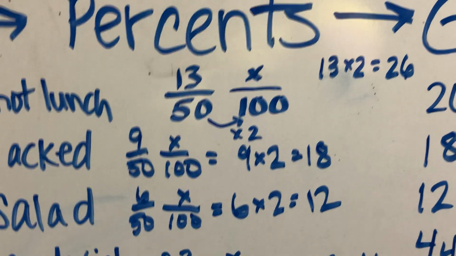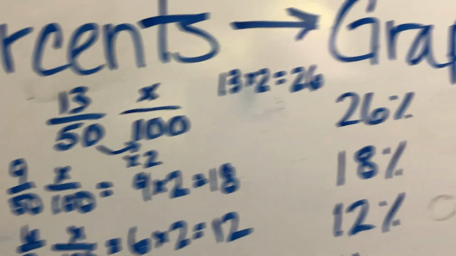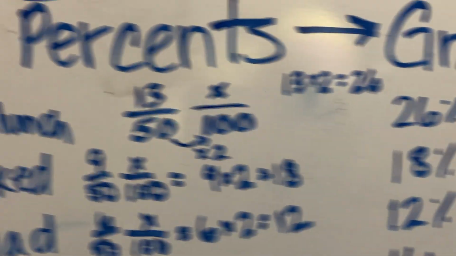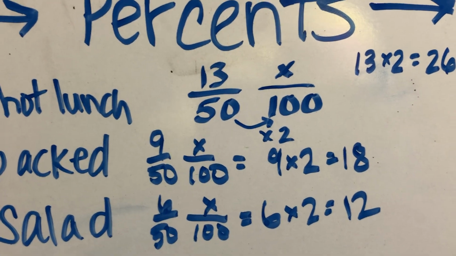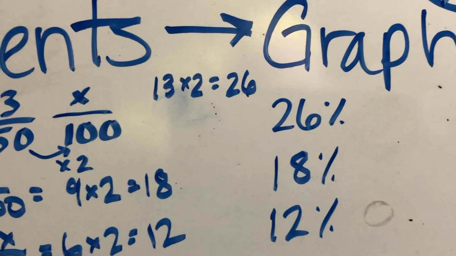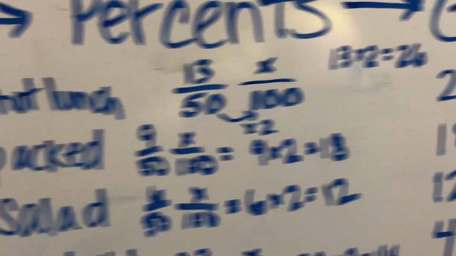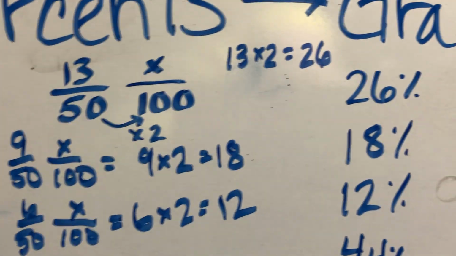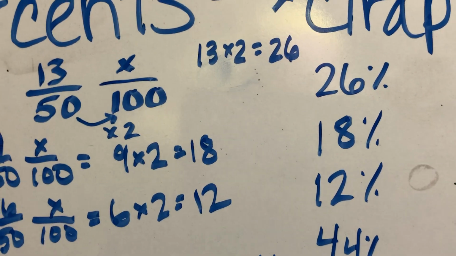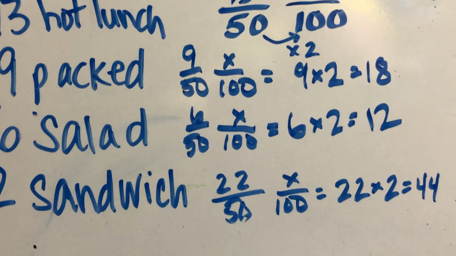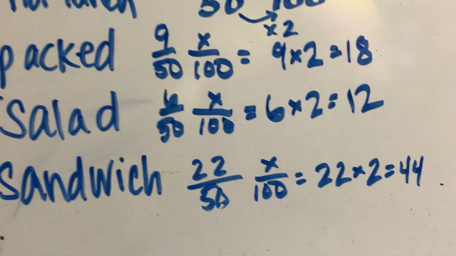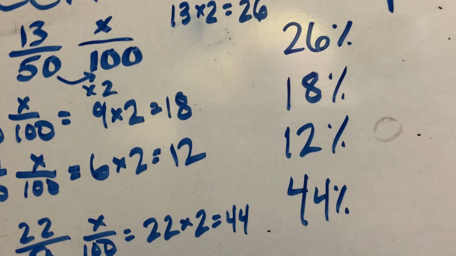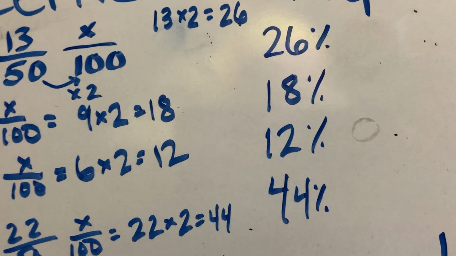So follow along. 13 times 2 is 26, so it's 26% of kids who ordered a hot lunch. 9 out of 50, 9 times 2 is 18, so 18% of kids packed their lunch. 6 out of 50 got a salad. 6 times 2 is 12, so 12% got a salad. 22 over 50 got a sandwich, and so 22 times 2 is 44, and so 44% of kids got a sandwich.